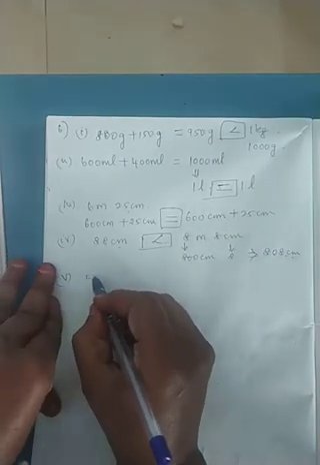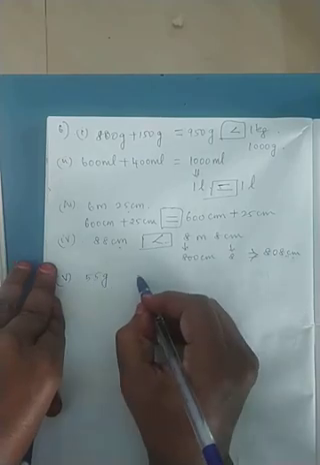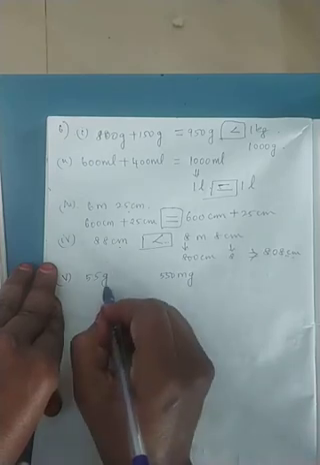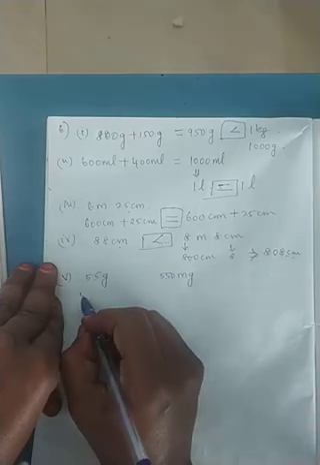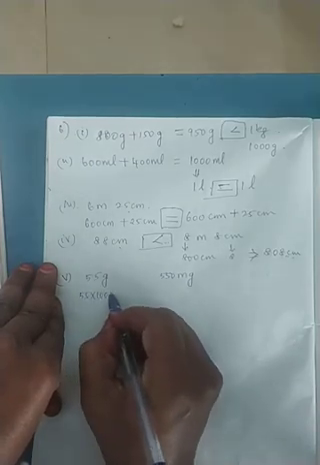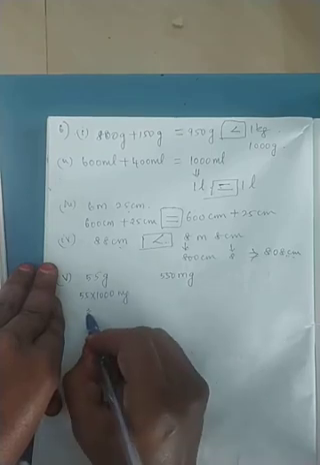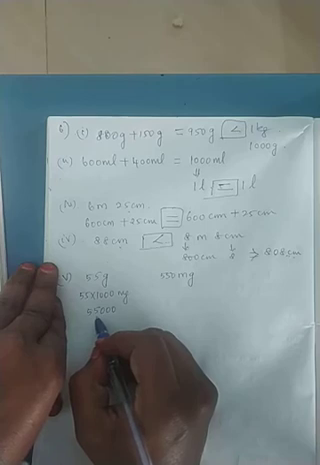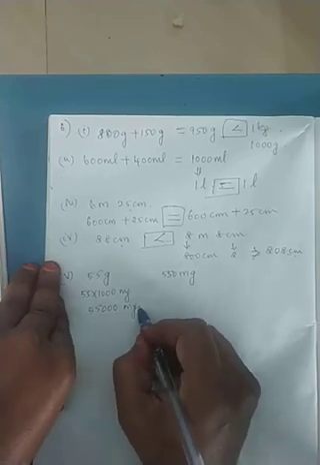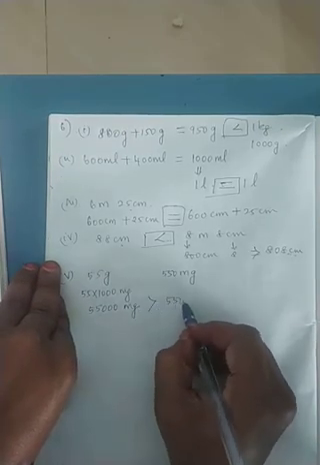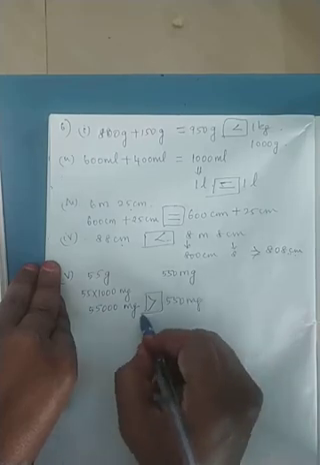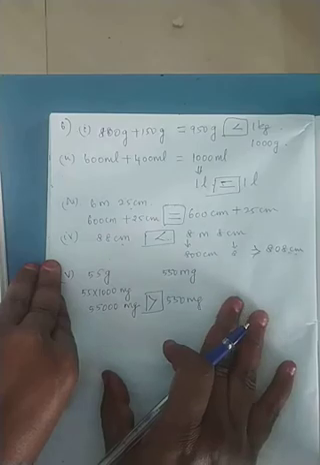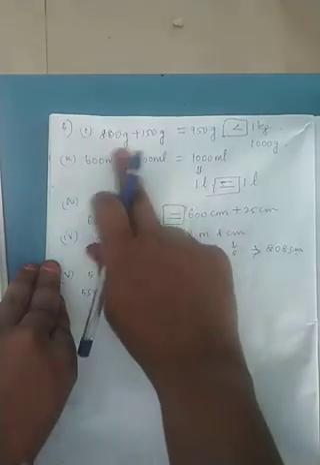Coming to the fifth one, 55 grams and 550 milligrams. 55 grams means 55 into 1000, then only it will become milligrams. So it is 55,000 milligrams, which will be greater than 550 milligrams. Okay. So you have to change into the same quantity. You cannot simply compare like that.